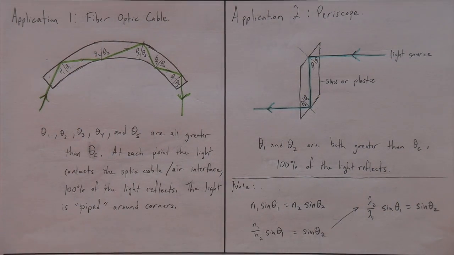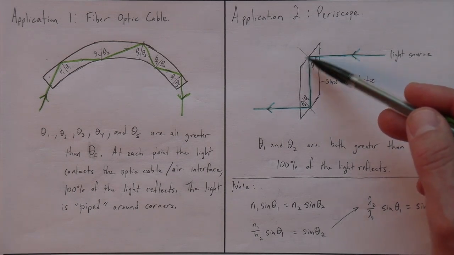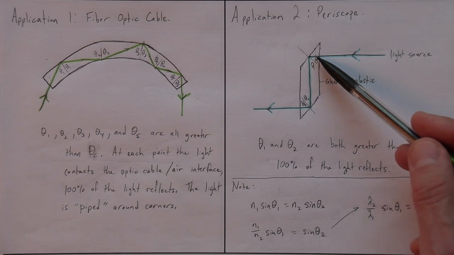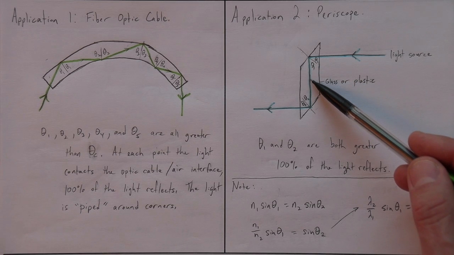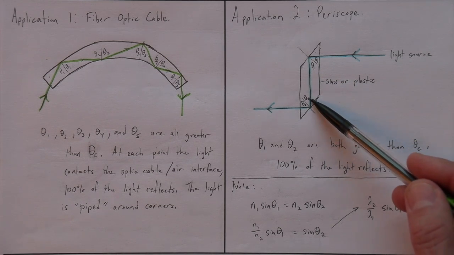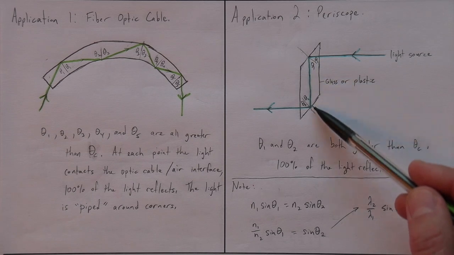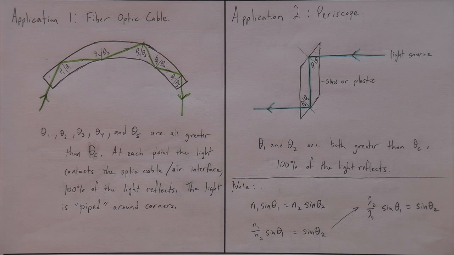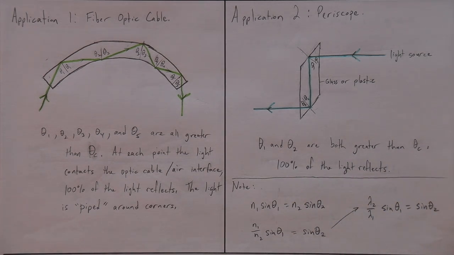How does that happen? The light comes in here, goes into this plastic, and see how it hits this? This is the plastic air interface here, so theta is greater than theta critical, 100% of the light reflects here. Same here, greater than the critical angle, 100% reflects. Reflection, reflection, out. No mirrors necessary. Just total internal reflection, because theta 1 and theta 2 are both greater than theta critical. 100% of the light reflects.